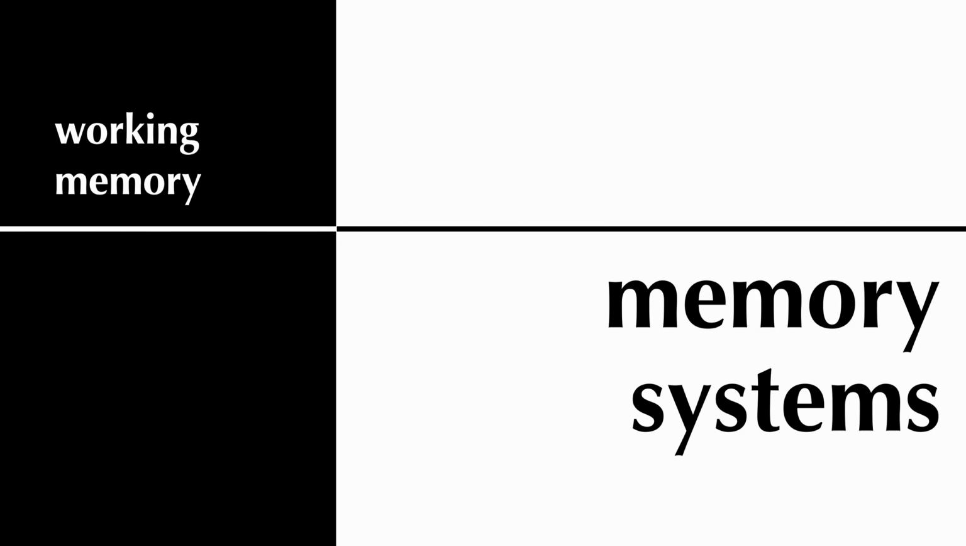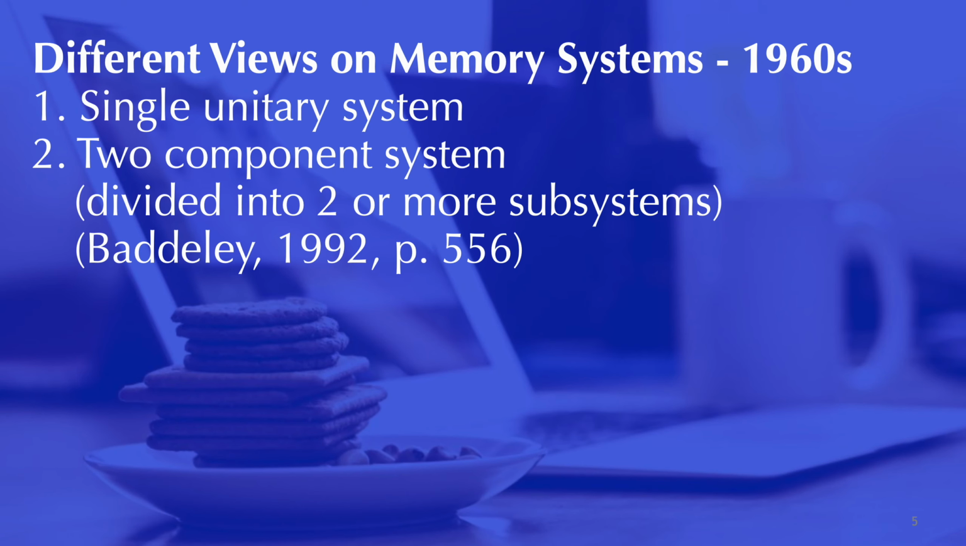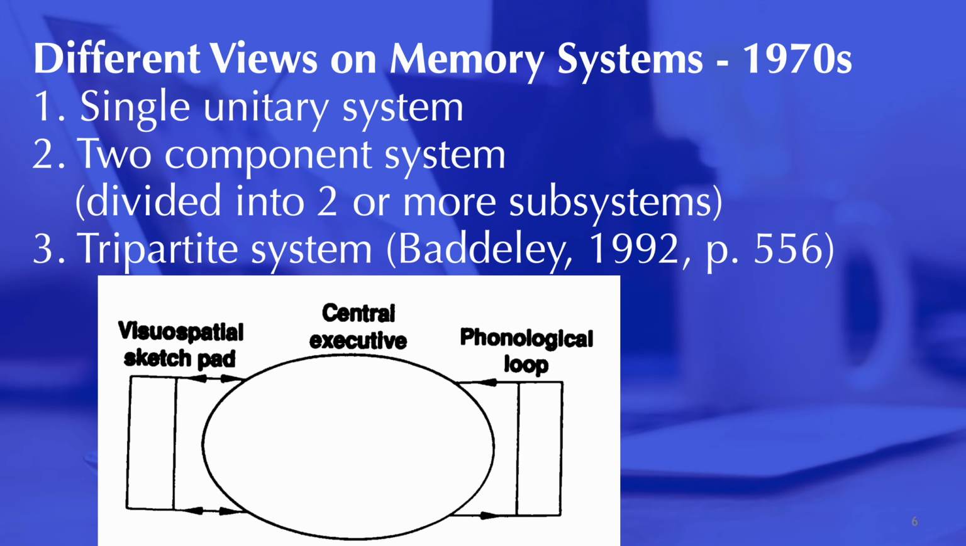I'm going to look at three different types of memory systems based on different eras. The first two are from the 1960s. There's a single unitary system, so that's the one sort of configuration for it. Then there was a two-component system, which was divided into two or more subsystems, and then I'll show you that in a second with which they are. And then the third one is a tripartite system, so that put together the visuospatial sketchpad and the phonological loop together with the central executive. So the first two I said were from the two-component system.